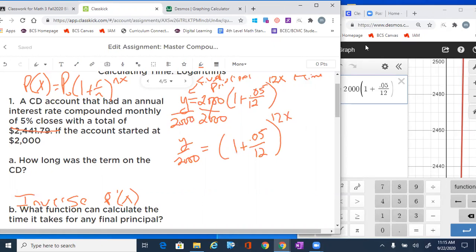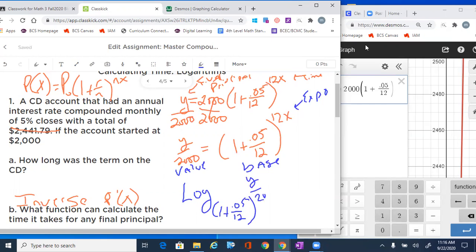And now, going back to what we've been working on a lot lately, here's our value. Here is our base. And here's our exponent. Okay? And because we have a value, a base, and an exponent, and nothing that's added or subtracted from that base on the outside of that piece, we can go ahead and write our logarithm statement. So that's what I'm gonna do. I'm gonna write log, which is a base of 1 plus 0.05 over 12, a value of y over 2,000, and that equals 12x.